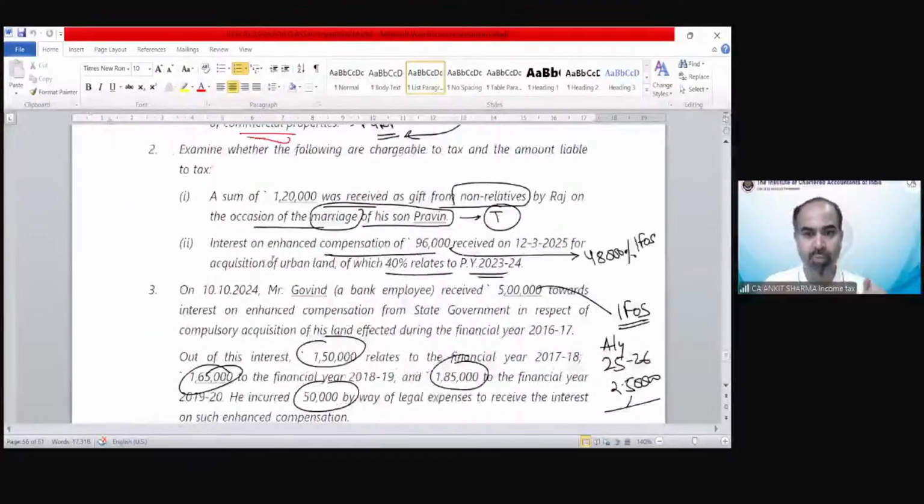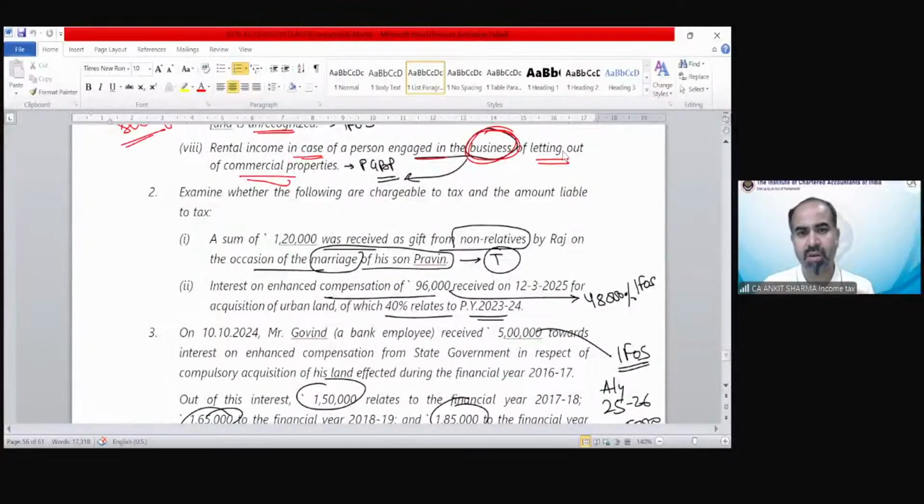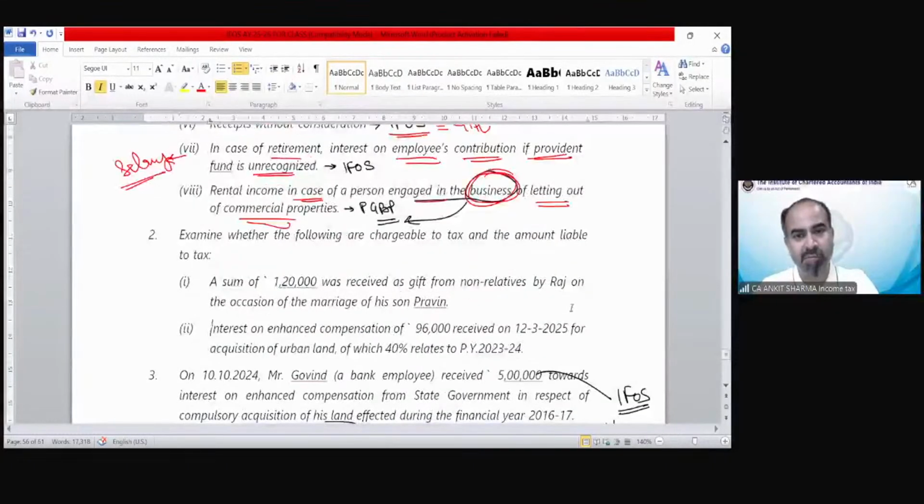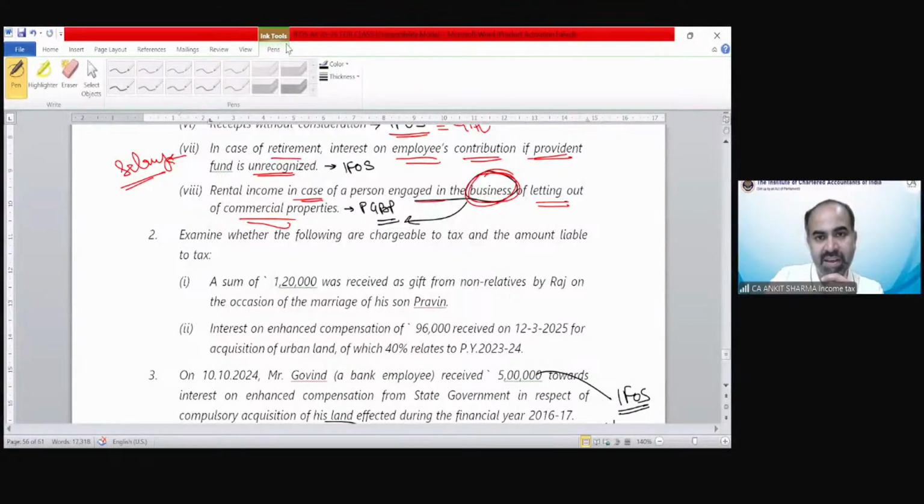Now question number 2. The question asks, examine whether the following are chargeable to tax and the amount liable to tax. A sum of 1,20,000 received as gift from a non-relative by Raj on the occasion of the marriage of his son Praveen. So whether it's going to be taxable or exempted, students.